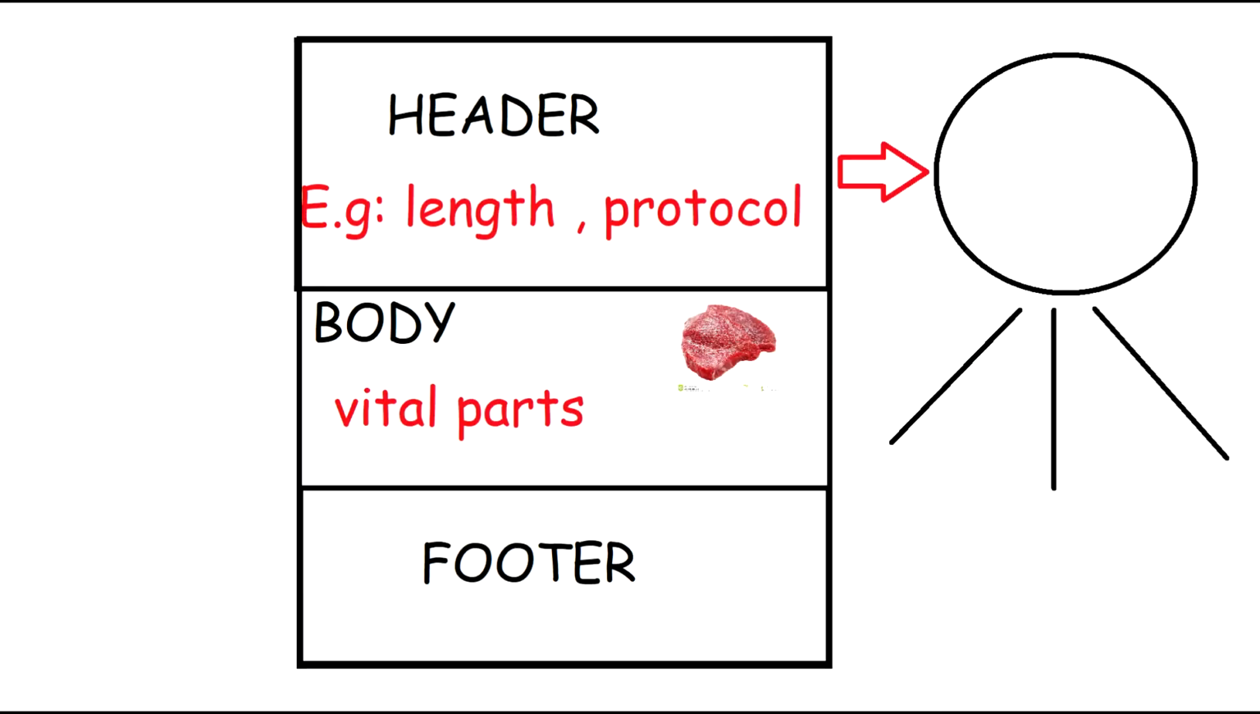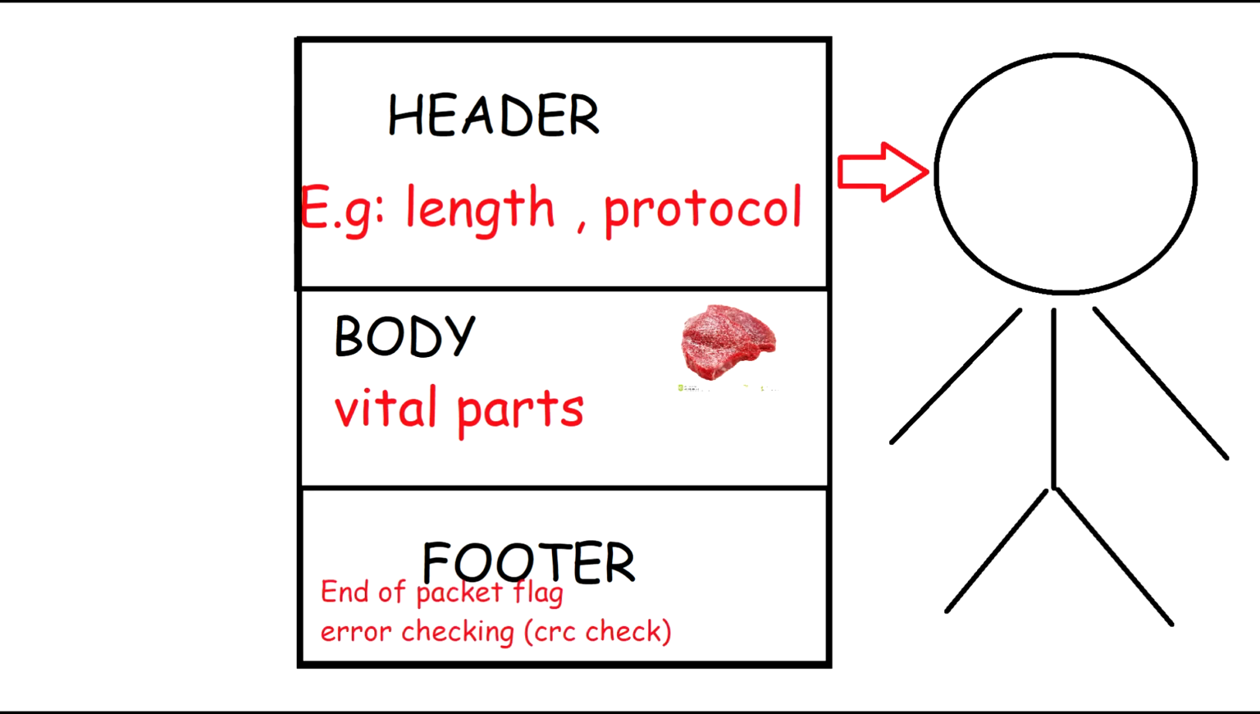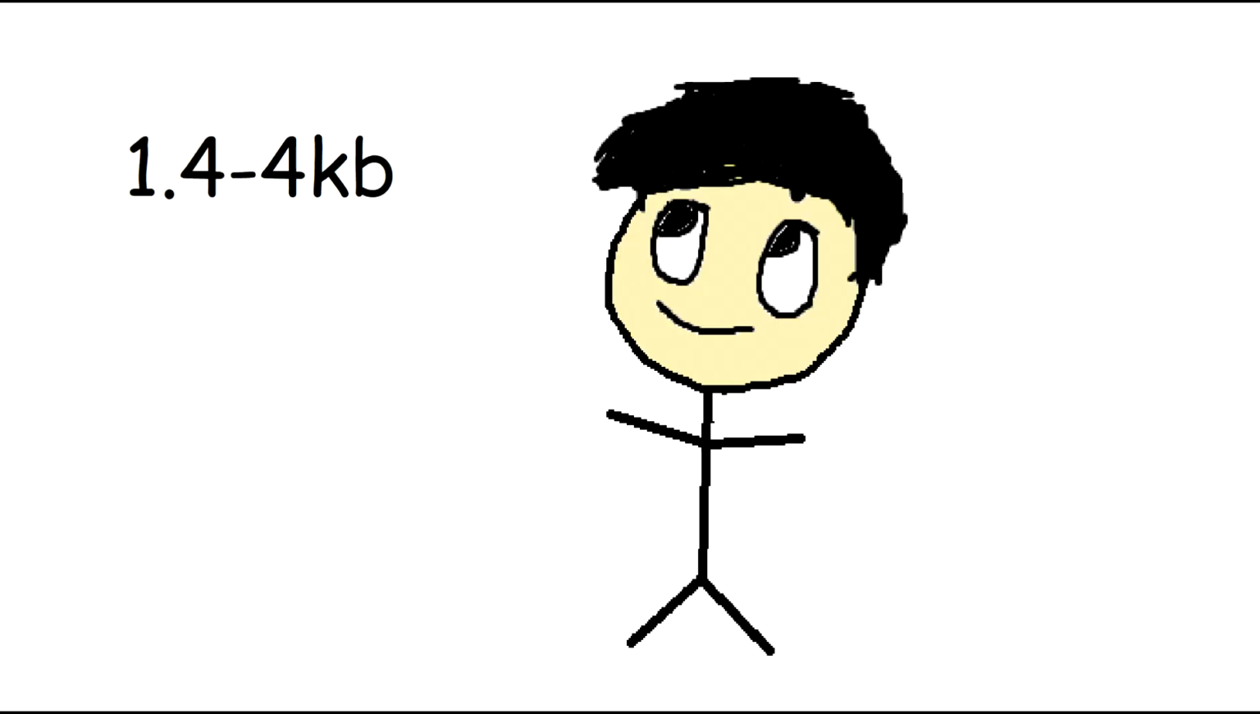The last part of a packet is the footer. This contains a couple of bits for telling the receiver that they may have reached the end of a packet. It might also contain some types of error checking, the most common being cyclic redundancy check or CRC. The footer is the least important bit of a packet, but you do need them to move forward. Packet sizes can range from 1 kilobyte to 4 kilobytes, but a typical packet is 1.4 to 1.5 kilobytes. The most common type of packet is the TCP/IP packet.